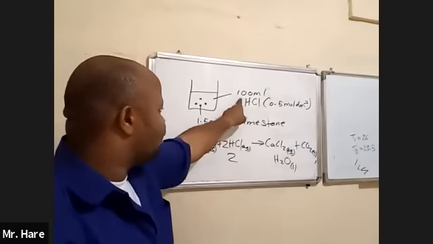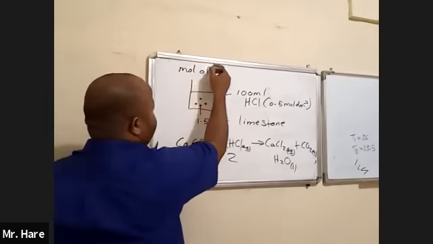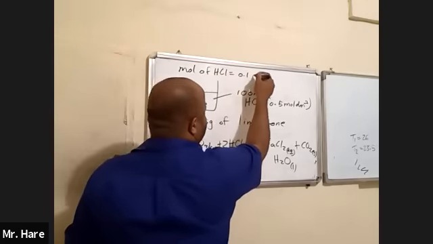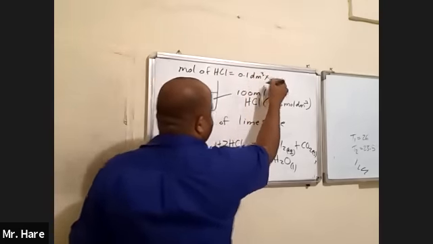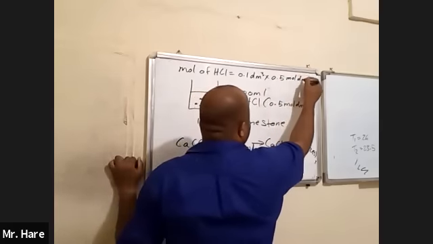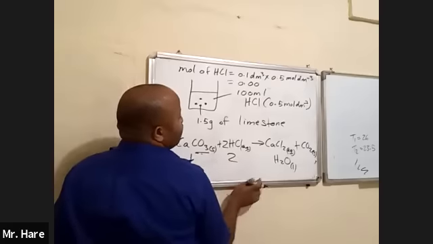So let me just calculate the moles of HCl. So the mole of HCl is equal to 0.1 dm³ times 0.5 moles per dm³. How much would we get? 0.05. All right.